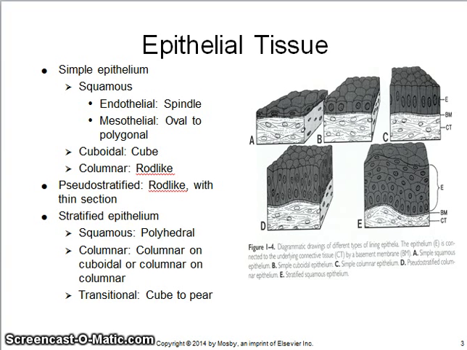The diagram shown above shows, labeled A, simple squamous epithelium, B, cuboidal epithelium, C, simple columnar epithelium, D, pseudostratified epithelium, and E, stratified epithelium.